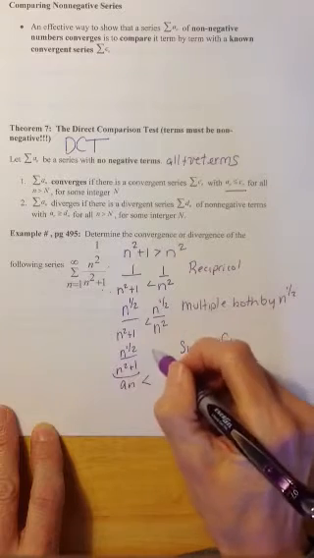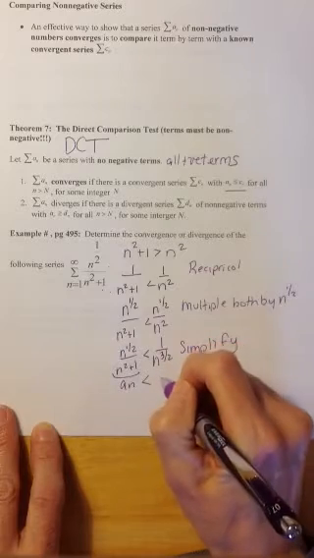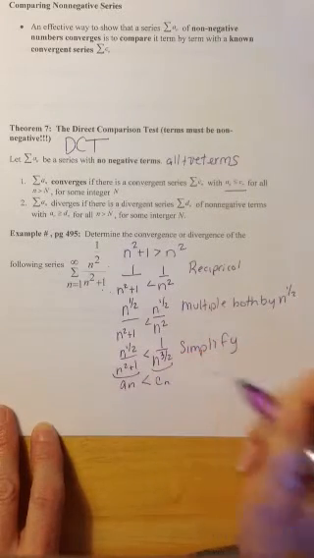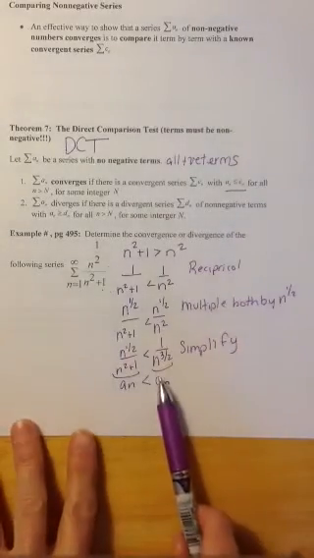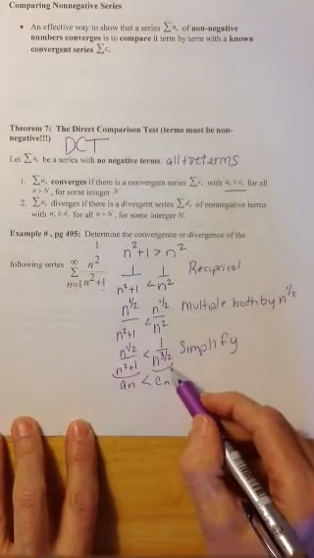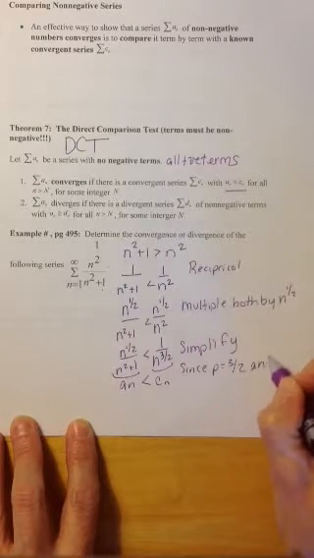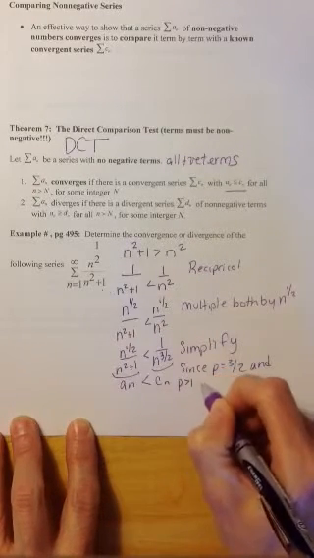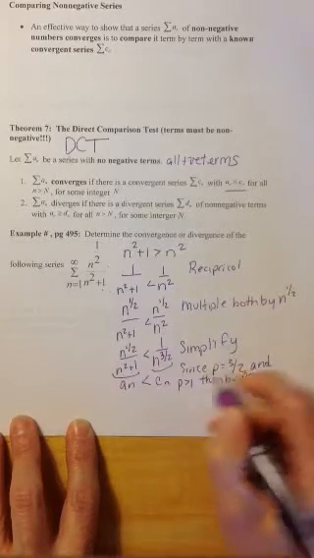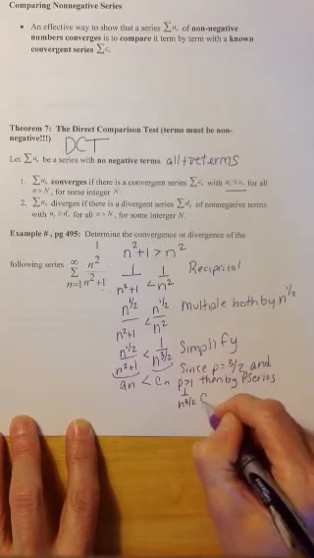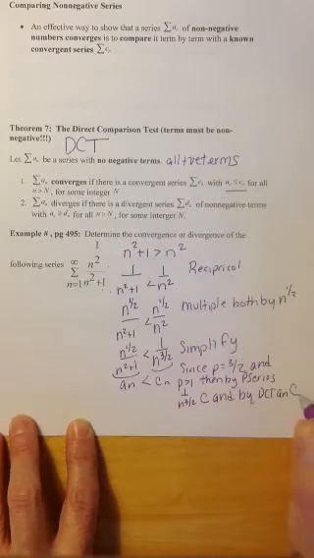And over here, using our rules of exponents, this will simplify to 1 over n to the 3/2. And this is my c sub n. So now I can see that my inequality is satisfied, and I know that this series is a convergent series, since p is equal to 3/2 and p is greater than 1, then by the p-series, 1 over n to the 3/2 converges, and by the DCT, a sub n converges as well.